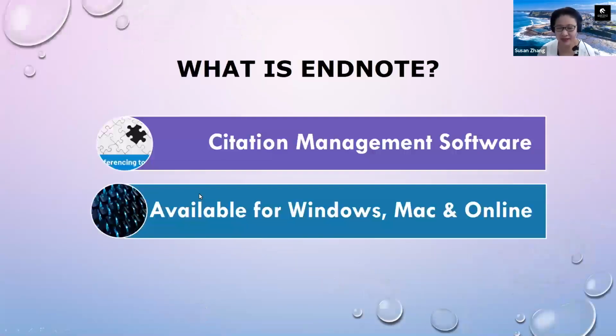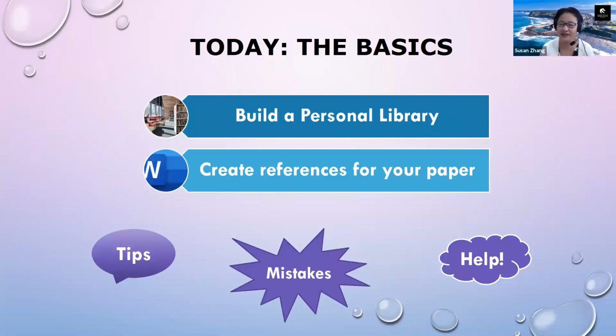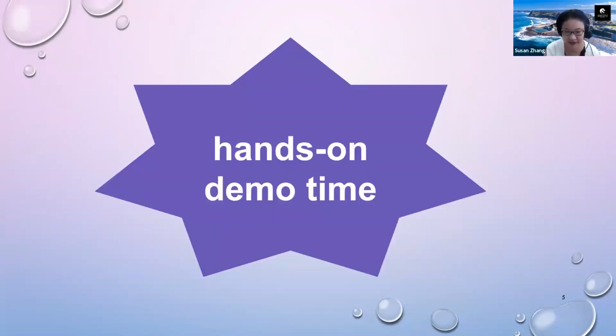So what is EndNote? EndNote is one of the best citation management tools. It is available for Windows, Macintosh, and also online. Using EndNote, you can build a personal library, you can create references for your paper, you can collaborate with others, and you can match your paper to the journals that may be interested in publishing your paper. So today, as introduction, I will show you how to build a personal library and how to use it with Microsoft Word. So let's get started.